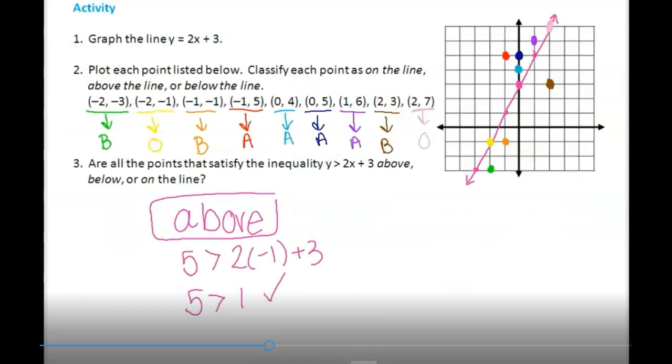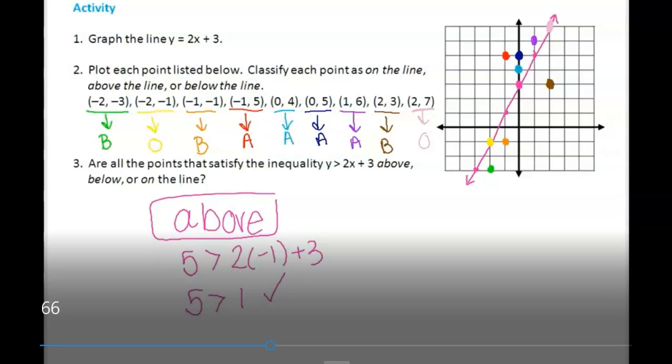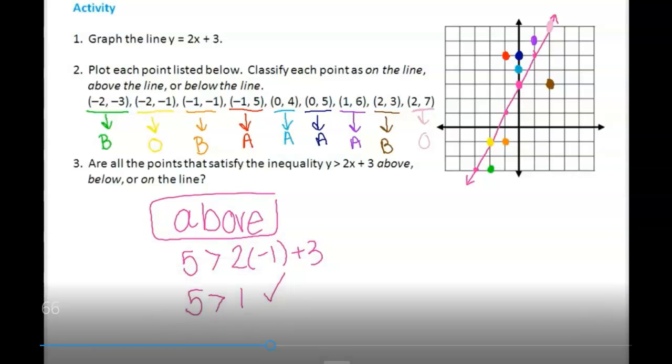Okay, then here we have the graph of the line y equals 2x plus 3. So what we've done is plot each point listed. I color-coded the points, so if they were below, it got a B. If they were on, it got an O. And if they were above, I put an A.